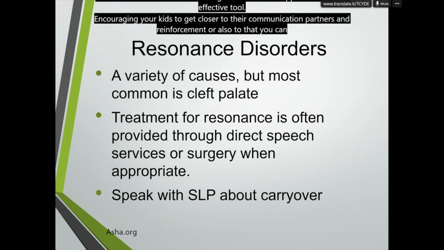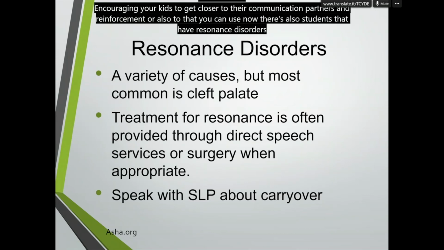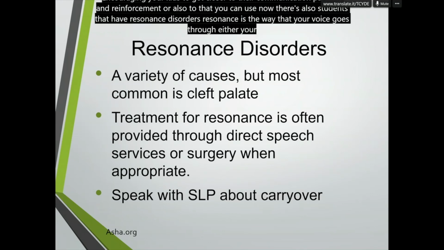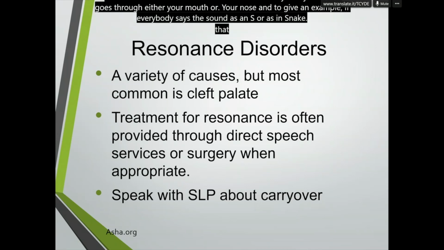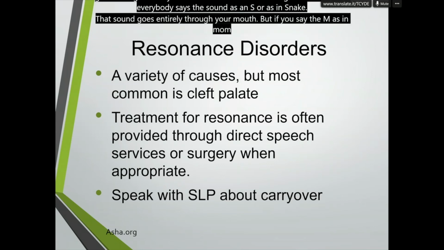Now there's also students that have resonance disorders. Resonance is the way that your voice goes through either your mouth or your nose. To give an example, if everybody says the sound S, as in snake, that sound goes entirely through your mouth. But if you say the M sound, as in mom, that entirely goes through your nose.